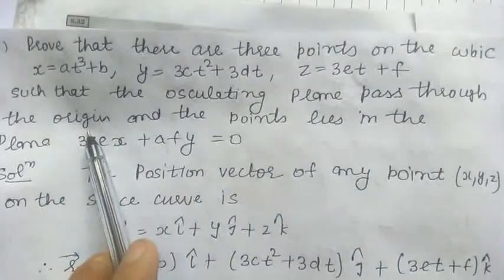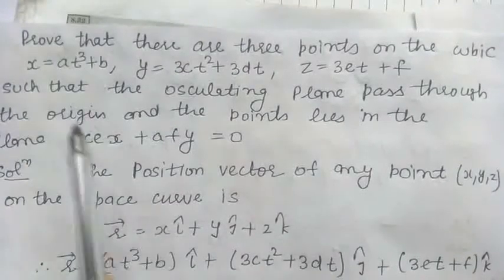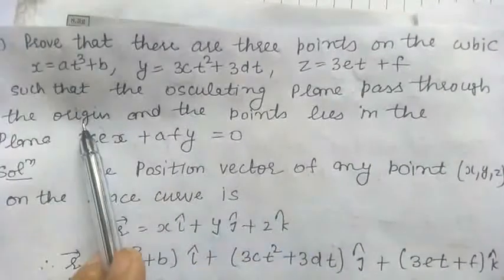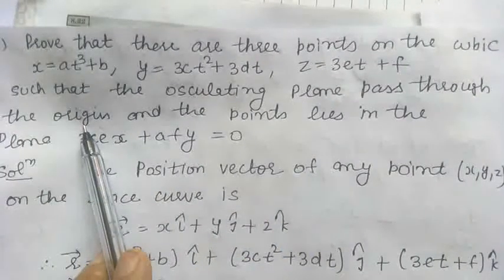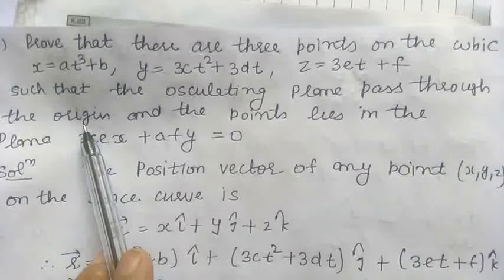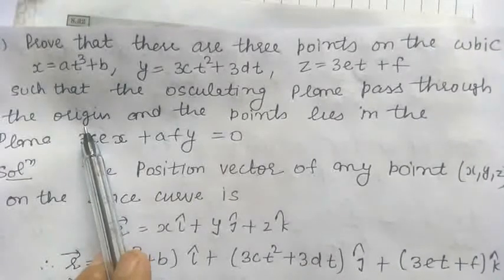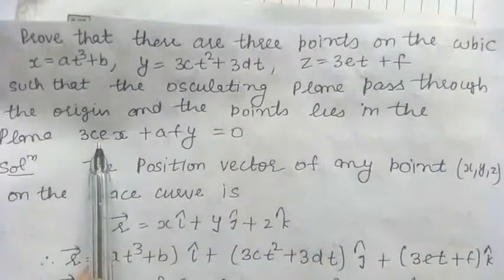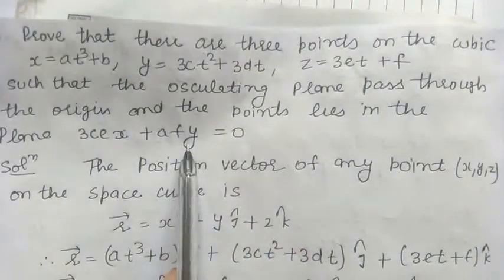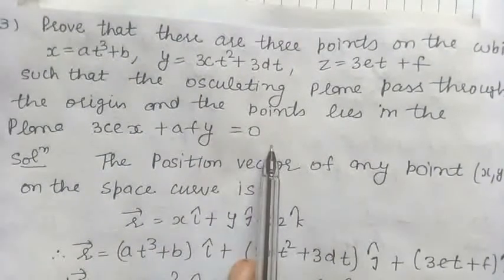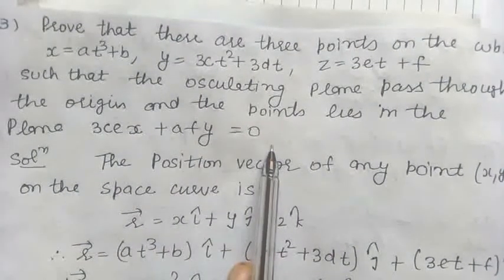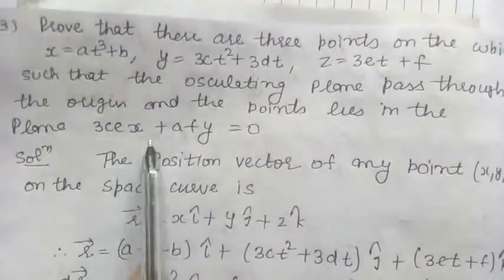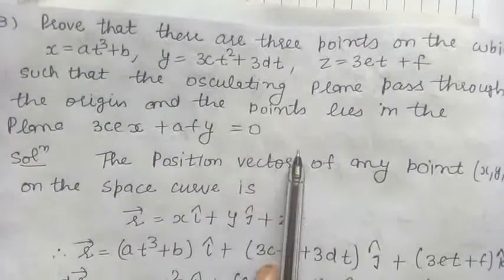So firstly you are to prove that the 3 points on the cubic are such that the osculating plane is passing through the origin. It means we are to find the osculating plane's equation and then apply the condition that it is passing through the origin. And the points lie in the plane 3cex plus afy is equal to 0. Further, you also have to prove that the locus of these 3 points is given by the plane 3cex plus afy is equal to 0.